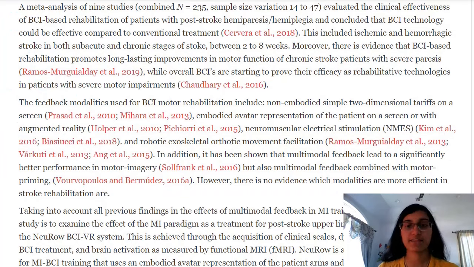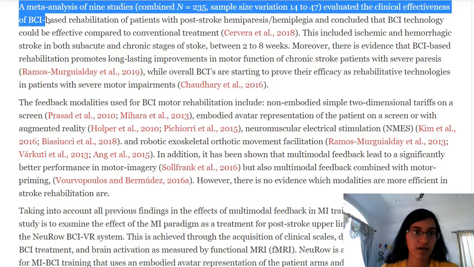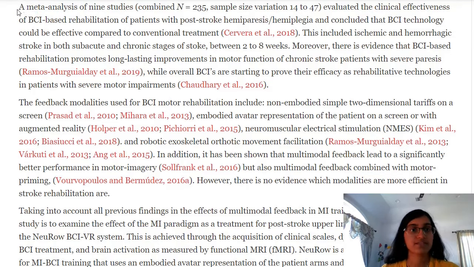So continuing the analysis of the introduction from last time, we left off on starting this paragraph. So this tells us that a meta-analysis of 9 studies evaluated the clinical effectiveness of BCI-based rehabilitation of patients with post-stroke hemiparesis and hemiplegia and concluded that BCI technology could be effective compared to conventional treatment. Essentially, hemiparesis and hemiplegia are the same thing, and they refer to muscle weakness and paralysis on one side of the body.